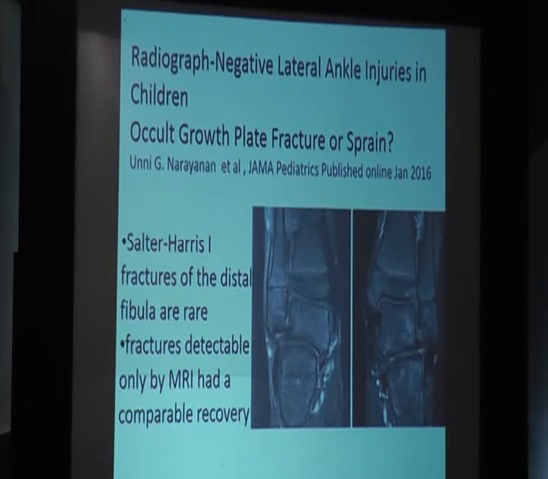We'll see a few case examples. Salter-Harris type 1 of the distal tibial physis is common, but even more common is the distal fibula. We all know that the ligaments are stronger than the physis, and the moment somebody comes with an ankle sprain, especially in the pediatric age group, our thinking is that they all have a type 1 distal physeal injury of the distal fibula.